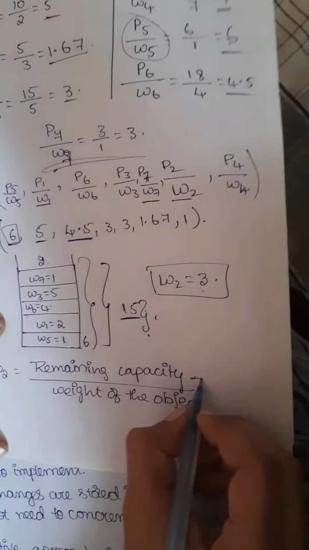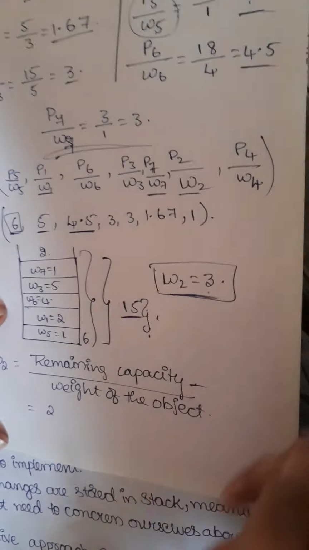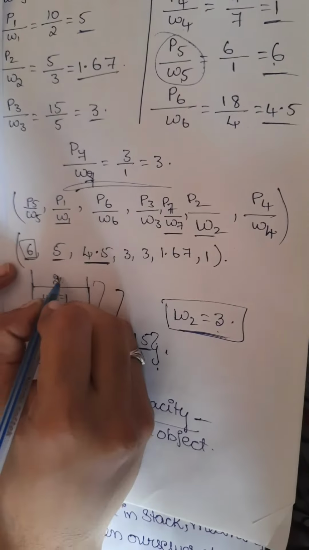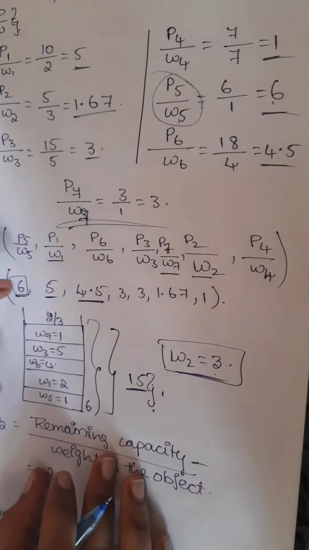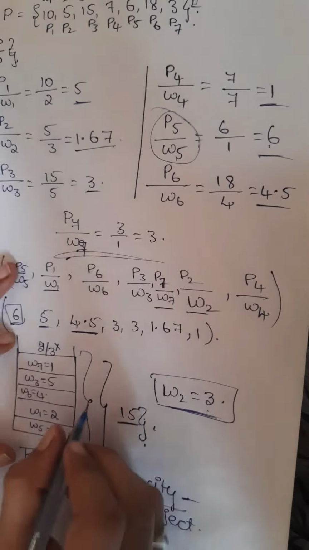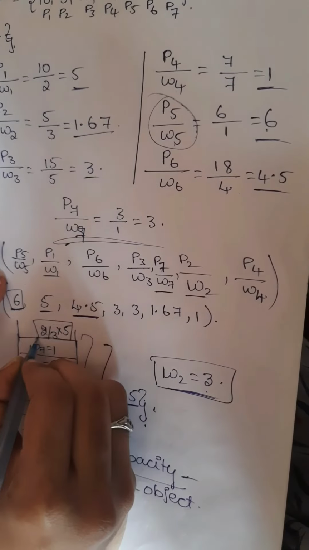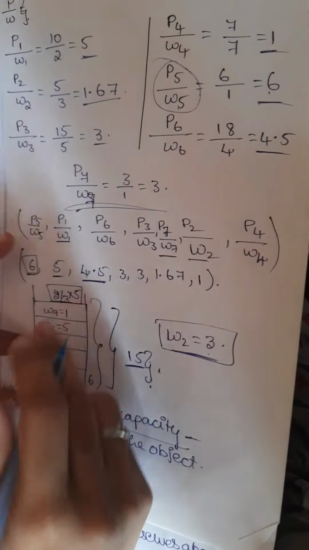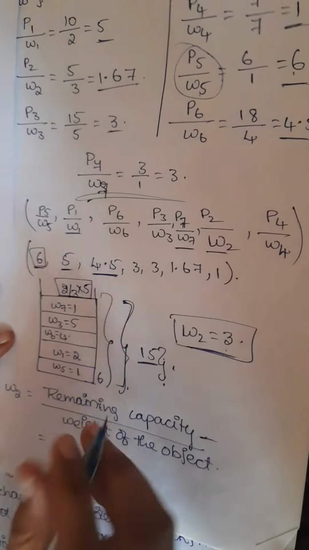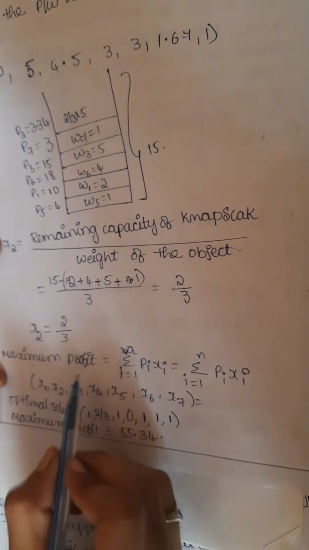So remaining capacity is how much? 2. And what is the weight of the W2 object? That is 3. So 2 by 3 of the place we can fill in the knapsack bag. So what is the profit for W2? It is 5. So we have to calculate this like if the knapsack is overloaded. Likewise we have to fill the knapsack, and next we have to calculate the maximum profit.